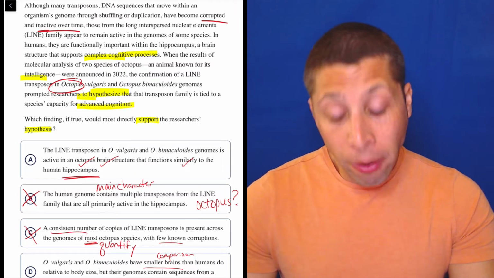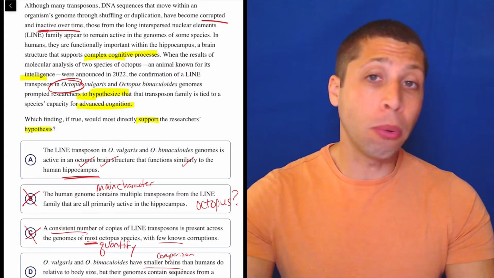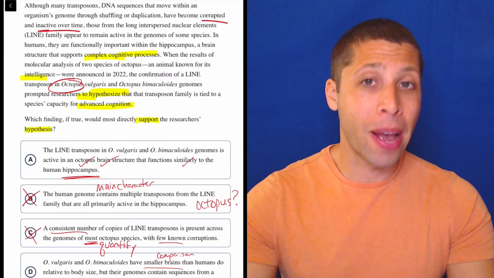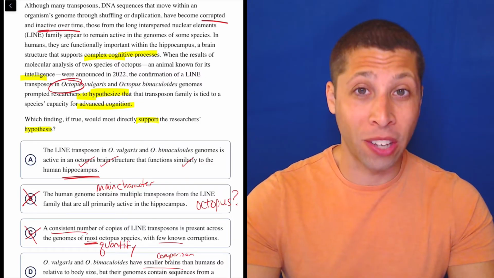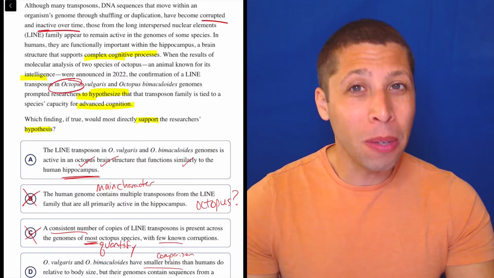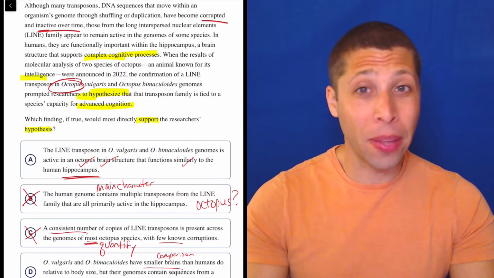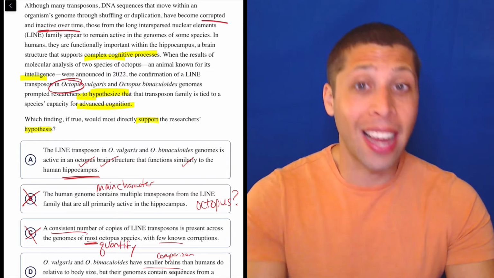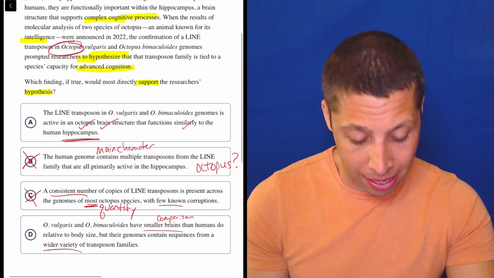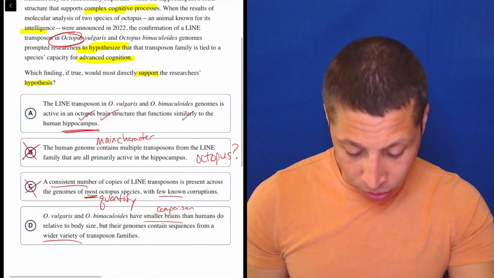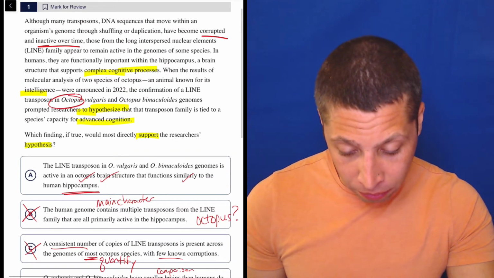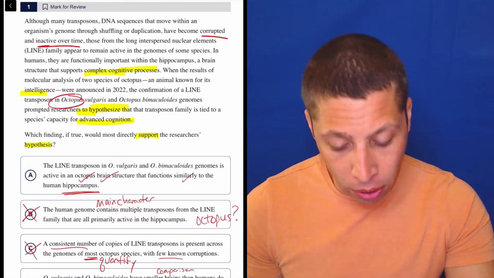I don't know. Now remember, with these support questions, we can also bring in information that wasn't explicitly in the passage. In fact, it's almost the whole point of the question. But it should still be related in some way that we can point to something in the passage and say it's supporting this idea or it relates back to this idea. I don't really get that. And wider variety of transposon families. Did we talk about different types of transposons?